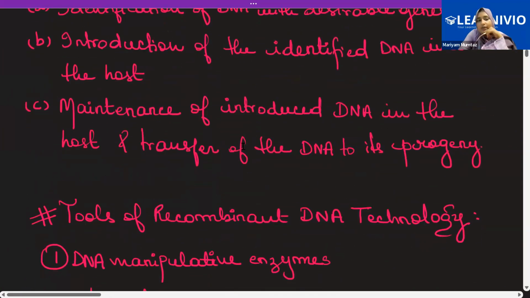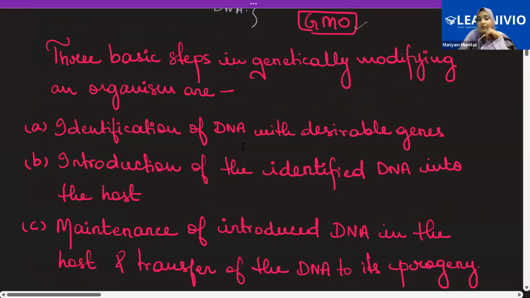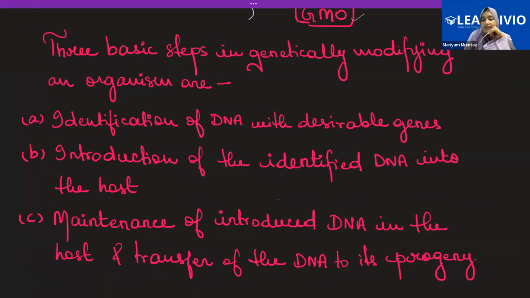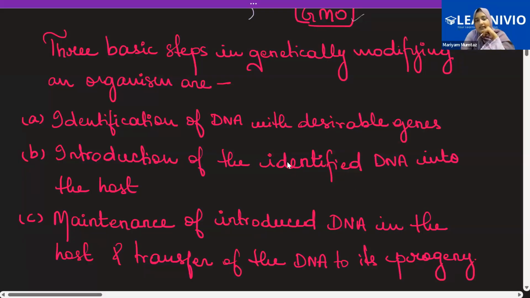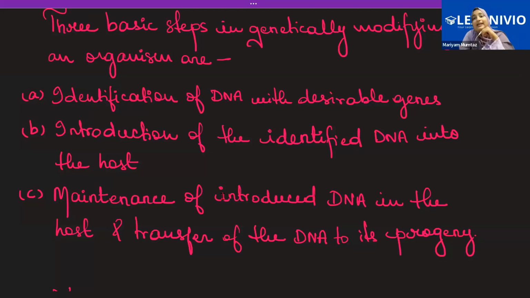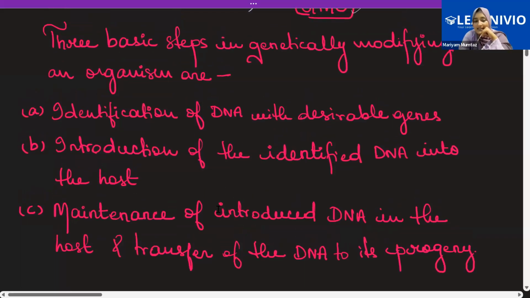Now, how did they do it? These are the three basic steps you utilize in genetically modifying an organism. First, identify the gene of interest. Then introduce that gene into the host. Then maintain it, so that whenever the host divides, the gene of interest also divides and is incorporated in its generations. So these are the three basic steps.